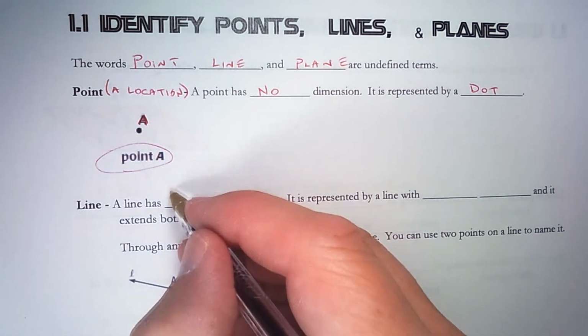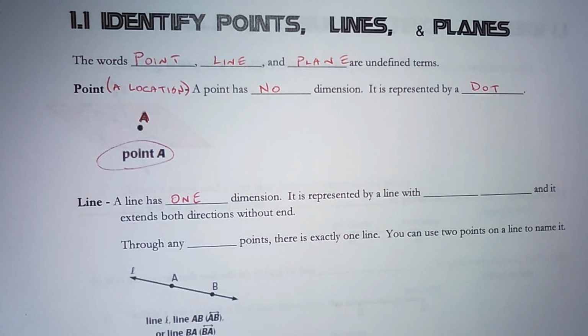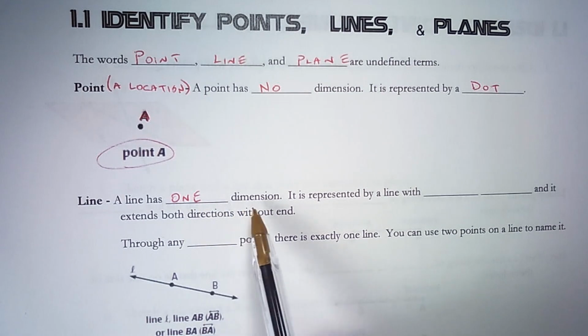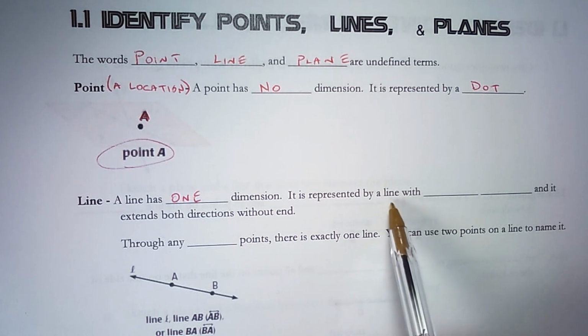A line has one dimension. It has length. It doesn't have width, which again is technically something our eyes can't see. Now when we draw it, there is some width to our drawing to represent that line, but an actual geometric line has one dimension. It has length. It is represented by a line. So this is not a good definition. That's why I'm saying this is just a description. You can't really use the word that you're defining in the definition.